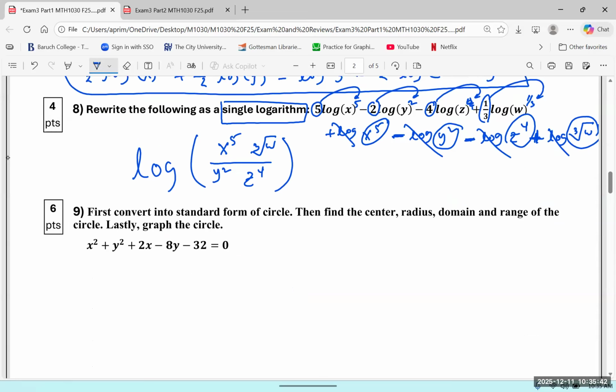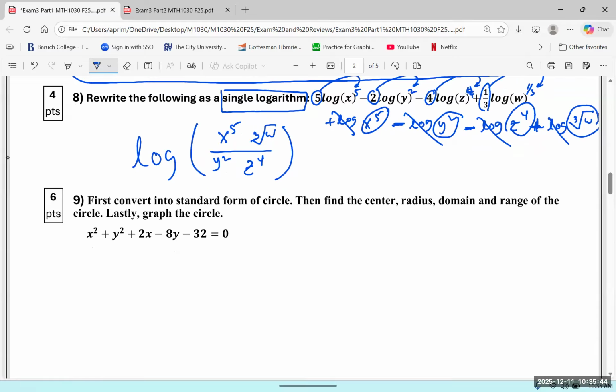The next topic for the final exam is the circle. You'll definitely see a circle in the final exam. In the circle, I ask you all of them, but in your exam, they'll ask you one or two of them, like find the center and radius, or find the domain and range.